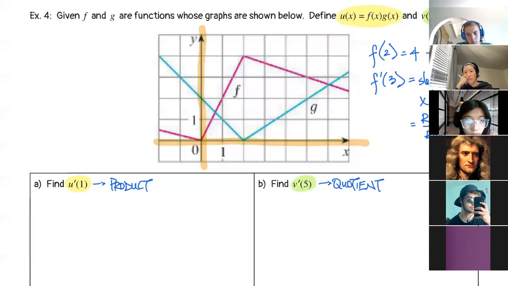That's tricky, right? It seems like you don't have enough information. But if we think back to our definition, derivative means slope. And slope is rise over run. And if it's a straight line, I can just count it. I can just look at the picture and count my slope. Okay.